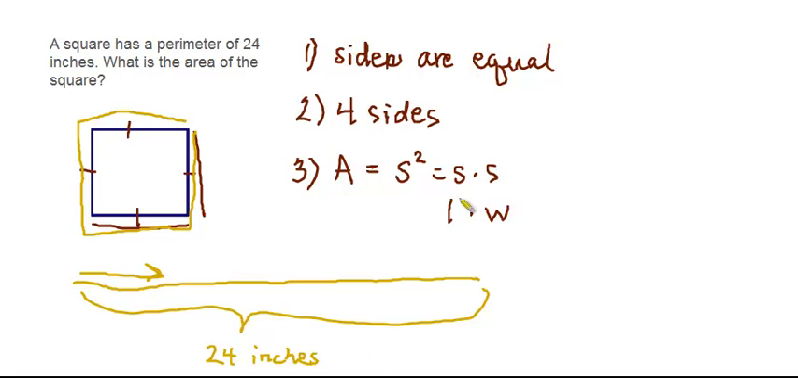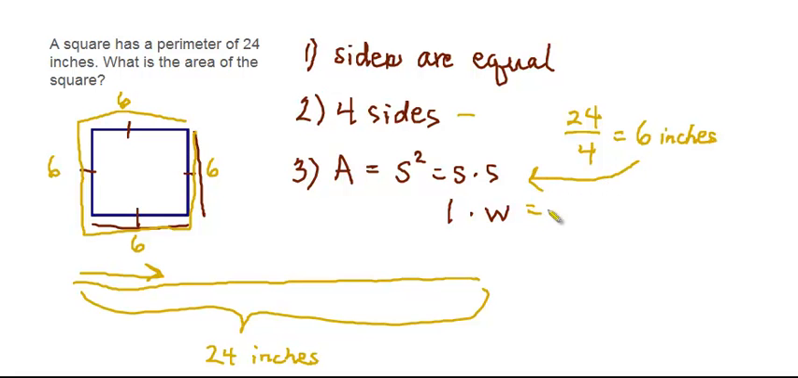So if that's the case, the perimeter is 24, we can use this to figure out what the sides are. So 24 inches, and we know we have 4 equal sides, so we can just go ahead and do 24 divided by 4, which gives us 6 inches. And that's the length of each side. And so now that we know the length of each side, we can go ahead and plug this into our formula here. And we can do 6 times 6, which equals 36 square inches. And so this is our answer.